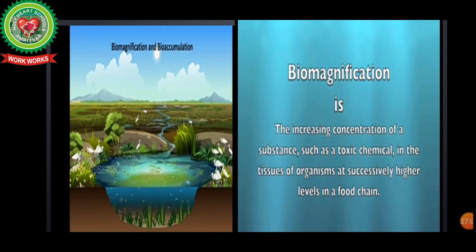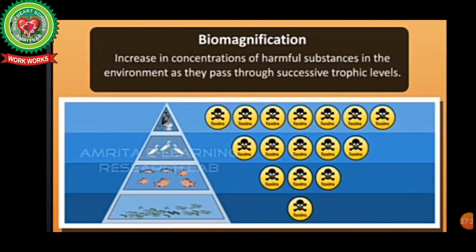Now, another important term which is used in this chapter is biomagnification. Biomagnification is the increasing concentration of a substance such as toxic chemical in the tissues of organisms at successively higher levels in a food chain. Now you can see in this picture that biomagnification is the increase in concentration of harmful substances in the environment as they pass through successive trophic levels. You can see these trophic levels in this picture.